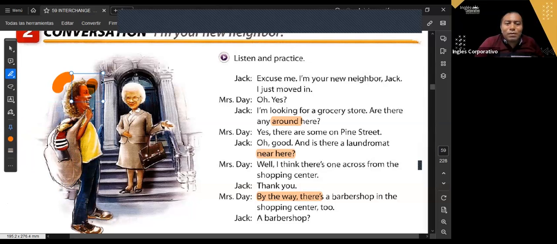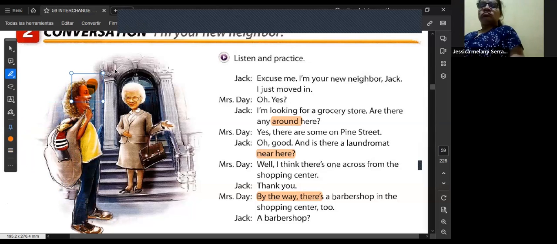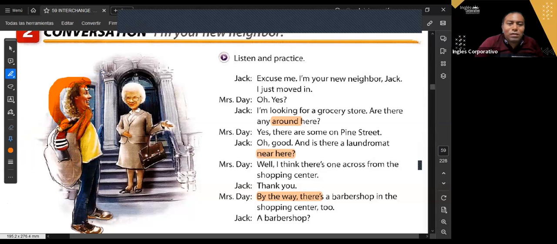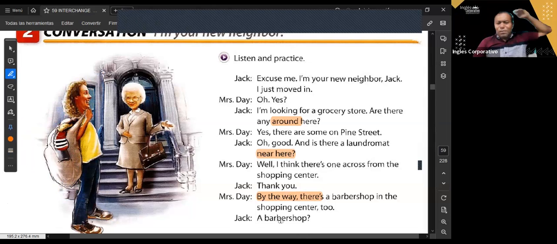¿Por qué le dice there is a barbershop? Por el cabello. Because he has long hair, right? So that's the reason why she said there is a barbershop for the hair. Okay? That's the reason why she said. Y él pregunta, a barbershop. Una barbería, le dice. Okay?